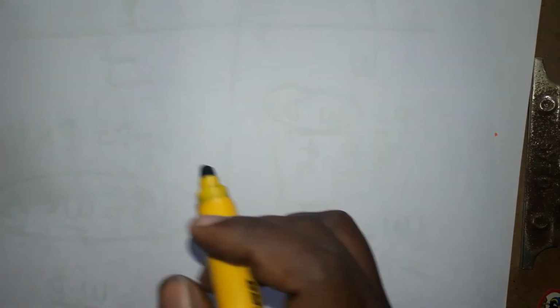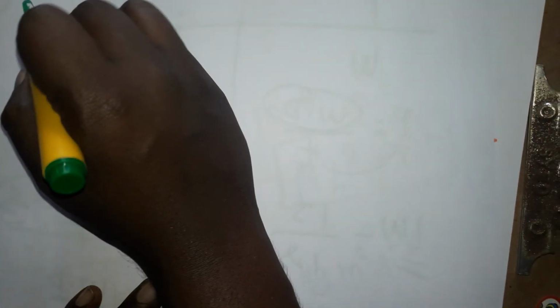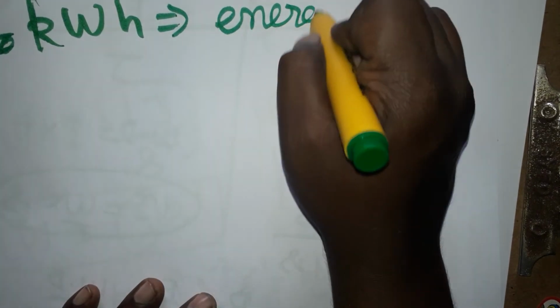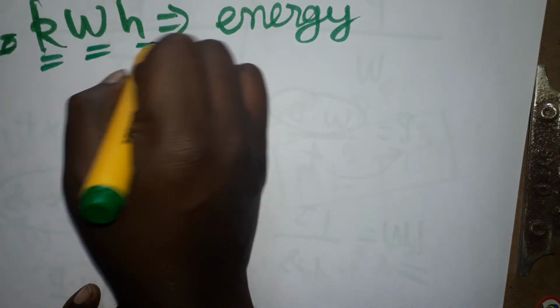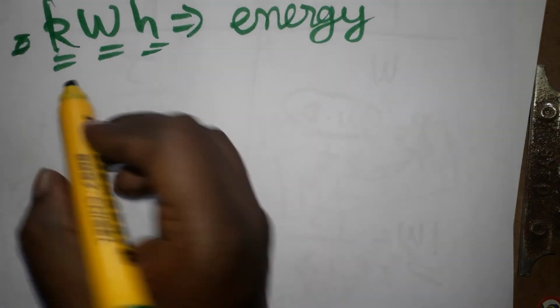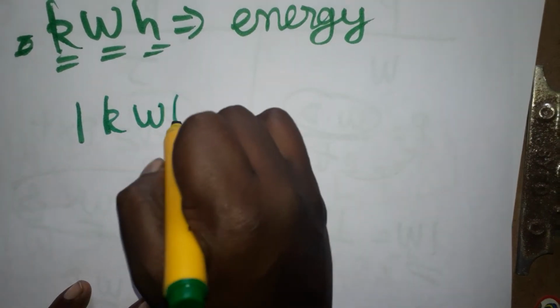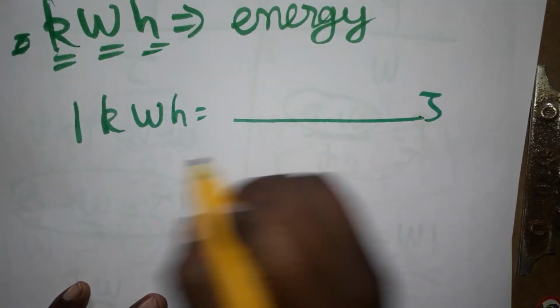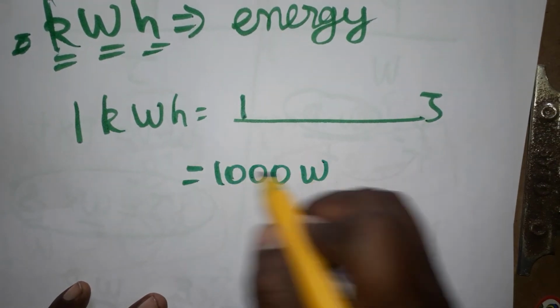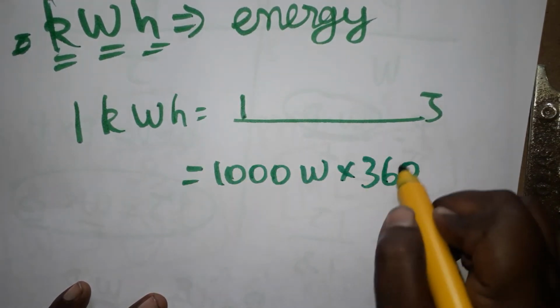The next concept we are going to learn is the kWh, kilowatt hour. Kilowatt hour is a unit of energy, which we call the commercial electrical unit. So 1 kWh is equal to how many joules? 1 kilo is 1000 watt, and 1 hour is 3600 seconds.